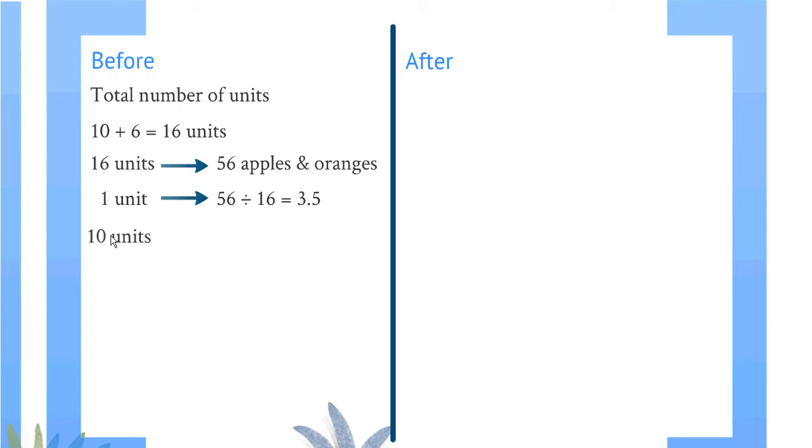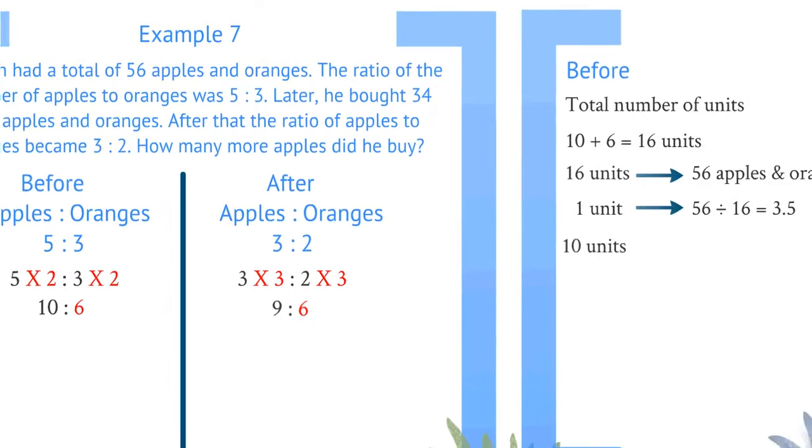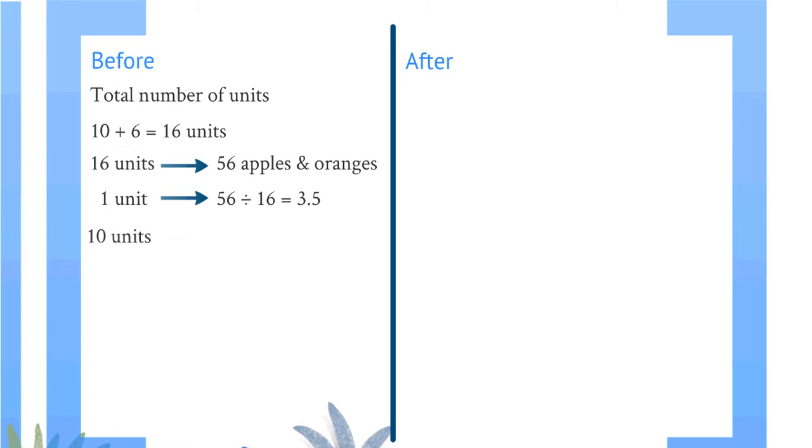Now I'm interested in 10 units because 10 units represented apples here. You can see apples to oranges, 10 to 6. So I want to find out how many apples there are. 10 units is equivalent to 10 multiplied by 3.5, and this gives me 35 apples. Reuben had 35 apples initially.